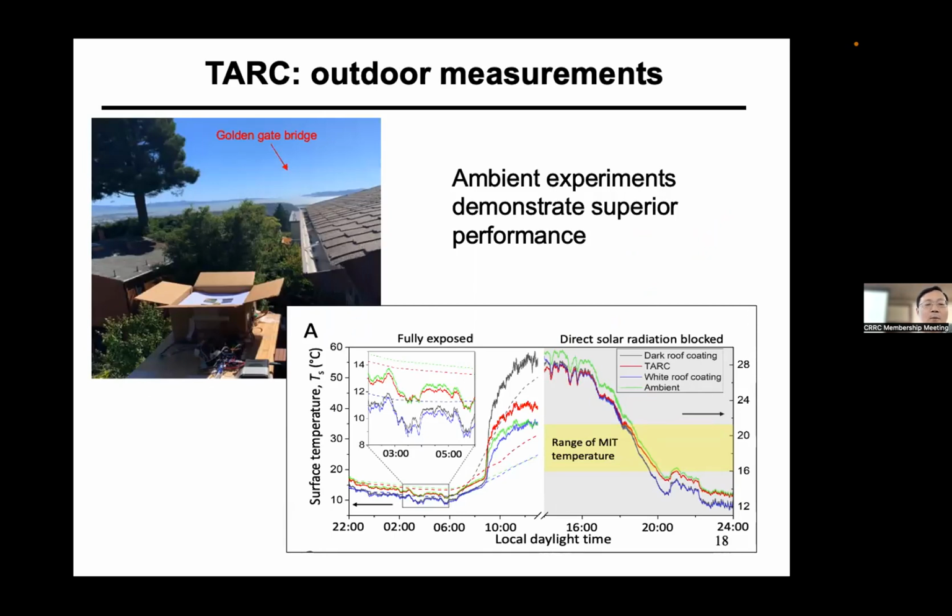So we have done multi-days of data recording, and basically the summary is that our TARC, temperature adaptive coating, surface is cooler than the reference in the daytime, and warmer than the reference at midnight. As you know, midnight in the Bay Area, especially on the Berkeley Hill, can get really, really cold, like 10 degrees Celsius or below, even this month, okay?